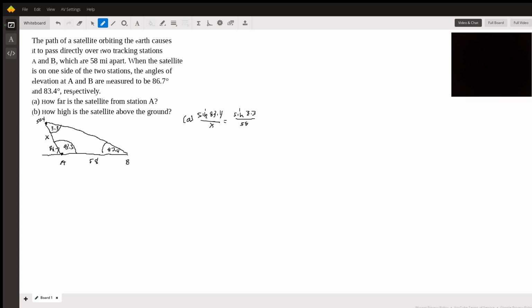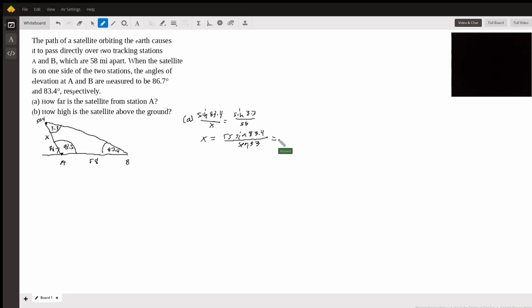If you're not familiar with law of sines, you should double back and do some work on this. You might have missed a lesson or something in school. So we're going to solve this for x. We cross multiply, so x is going to be 58 sine 83.4 divided by the sine of 3.3.